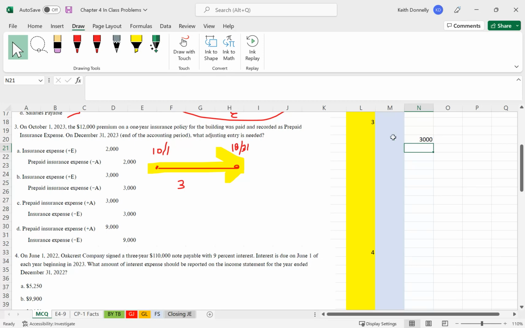So for this reason, the answer is going to be B. You tee up the prepaid insurance here, and then when you use it, debit insurance expense, flip out the prepaid insurance, the amount is for the 3 months that we've used.